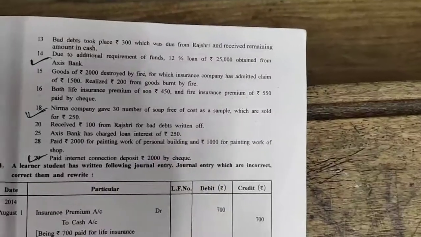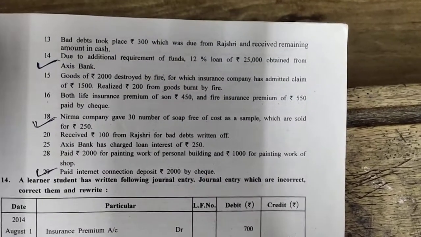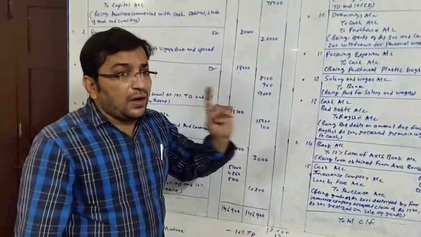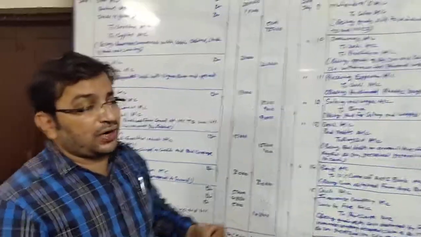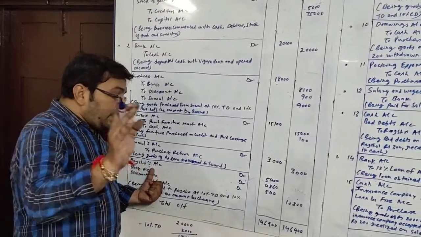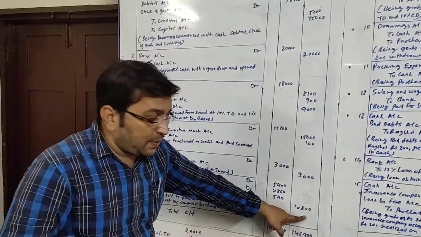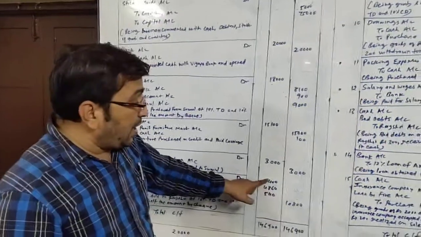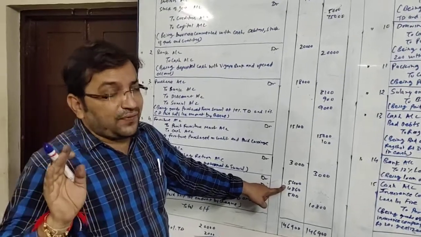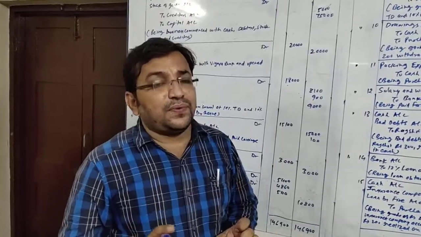Next transaction. Bad debts of rupees 300 which was due from Rajshri and received remaining amount in cash. Now we have to think about Rajshri's account here. When we sold goods to Rajshri, she purchased goods of rupees 10,800 from us and she paid 50% amount. Remaining 50% amount, that is 5400, was yet to be received from her. So we had to collect 5400 rupees from Rajshri.